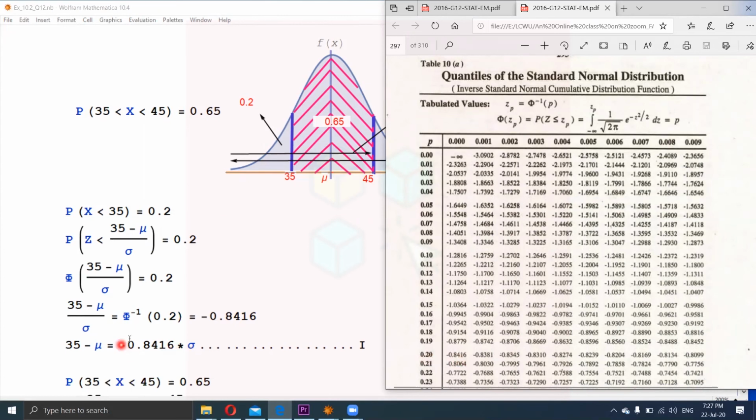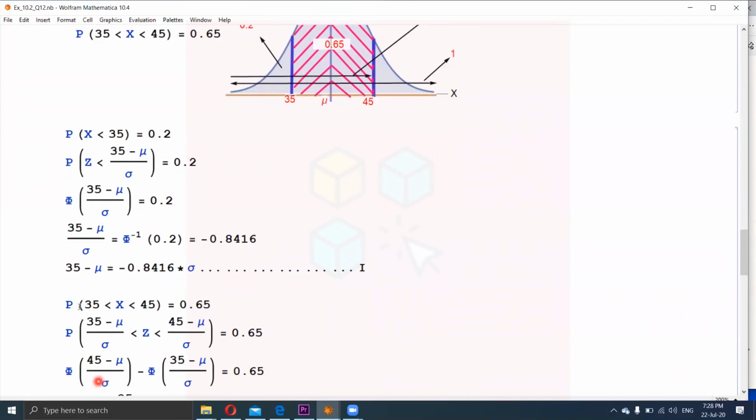So considering this value, we can observe that the first equation is 35 minus mu is equal to minus 0.8416 sigma. This is the first equation. And probability x between 35 and 45 is given as 0.65. So using this condition, we can write by the theorem phi of b minus phi of a, its value is phi of 45 minus mu over sigma, minus phi of 35 minus mu over sigma, and its value is 0.65.